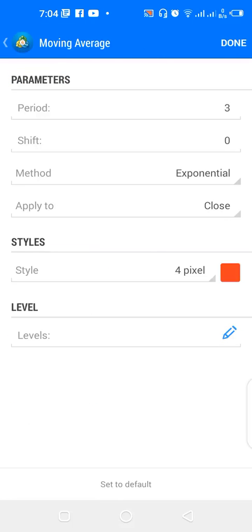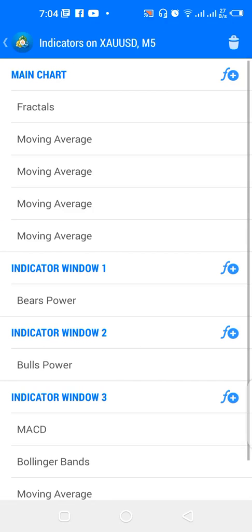And I have a 3 period exponential moving average, apply to close. Shift is 0. Color is red. That's for the main chart.